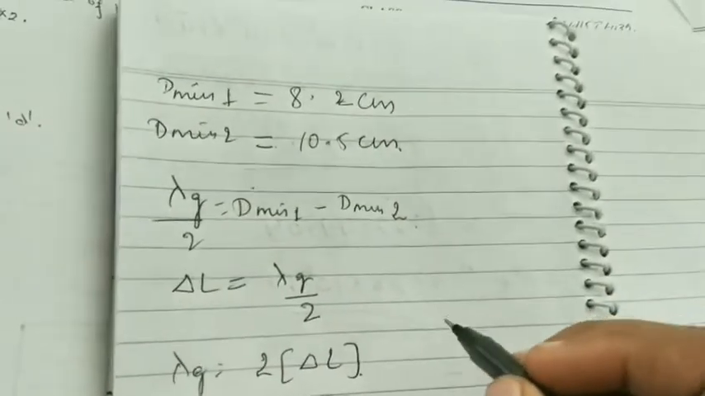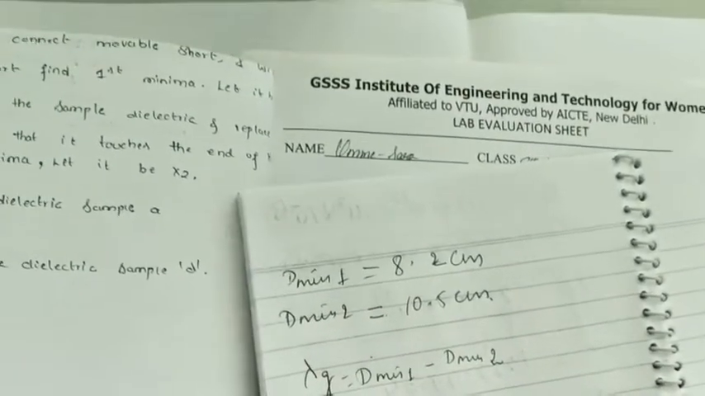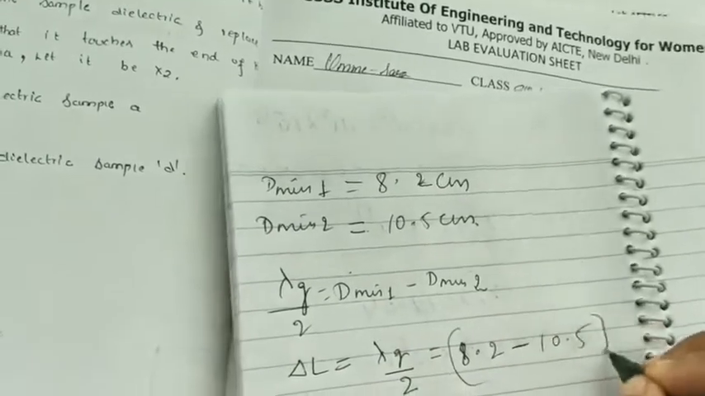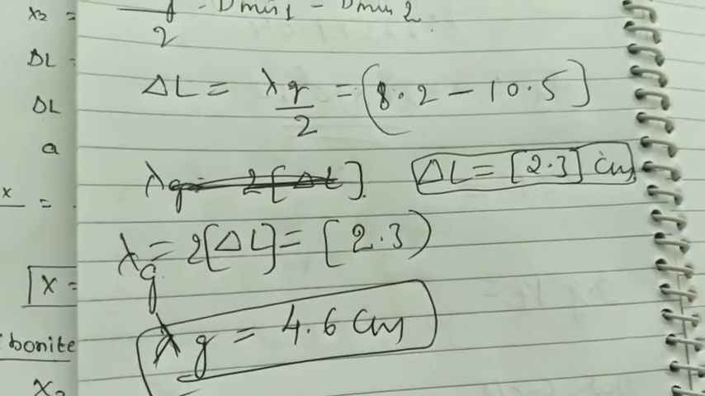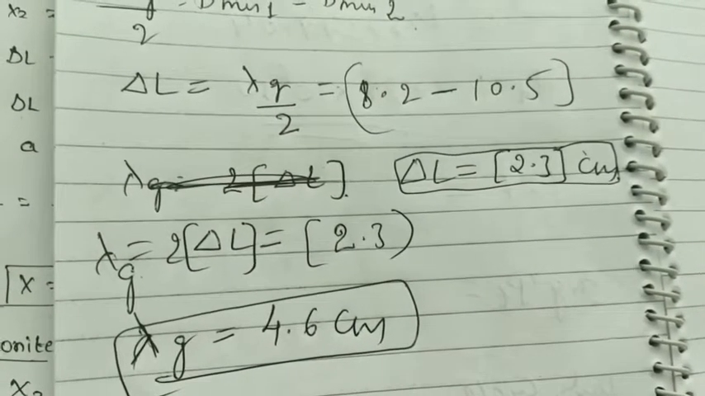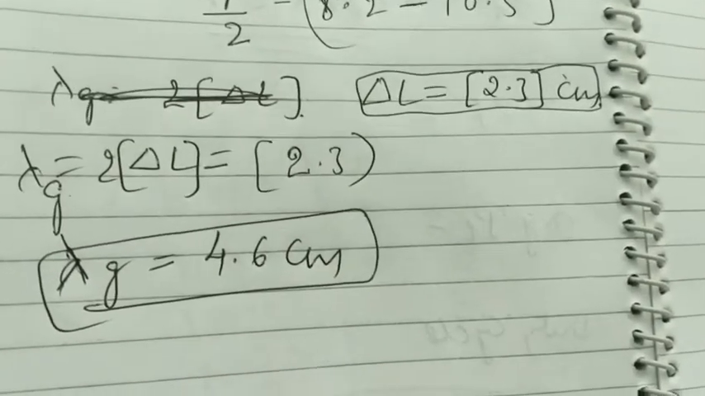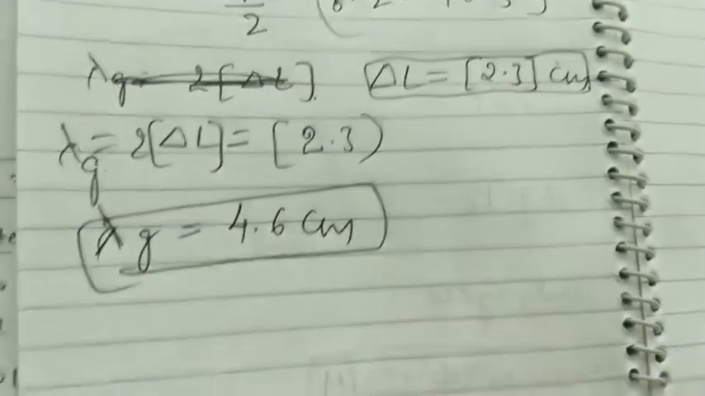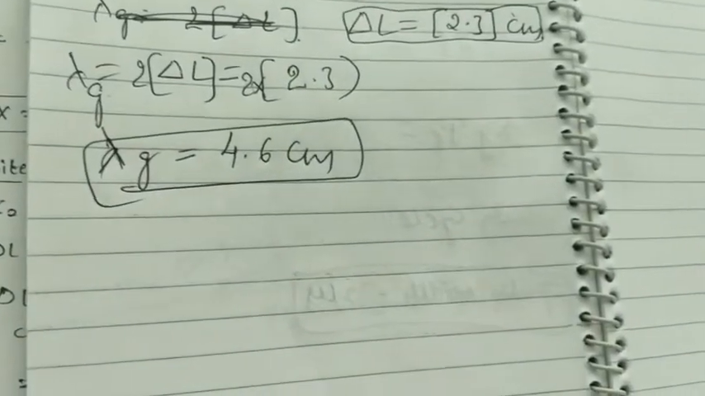The first minimum is 8.2, the second is 10.5. Once we calculate delta L, we get the difference of the first minima and the second minima: delta L is equal to 2.3 centimeter. Once we find the wavelength, lambda g is taken as 2 into delta L. So 2 into 2.3, lambda g is equal to 4.6 centimeter.